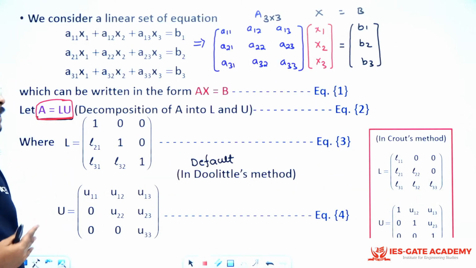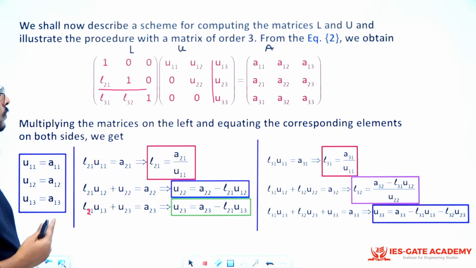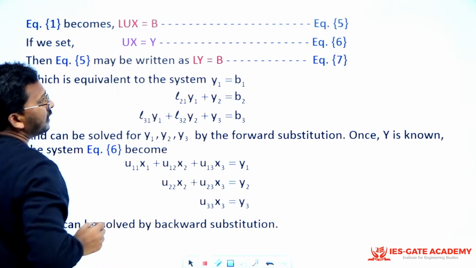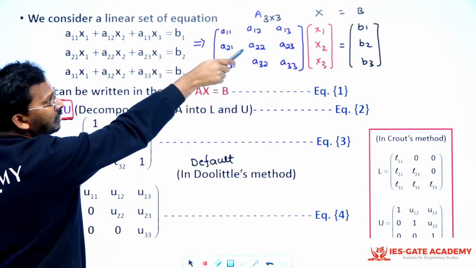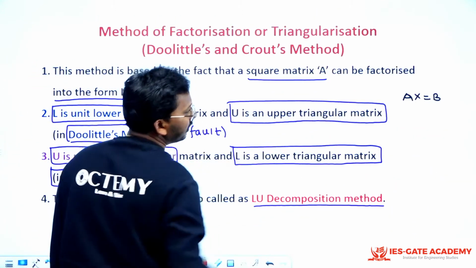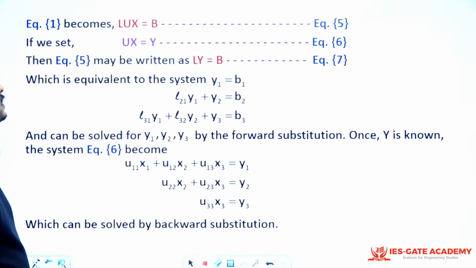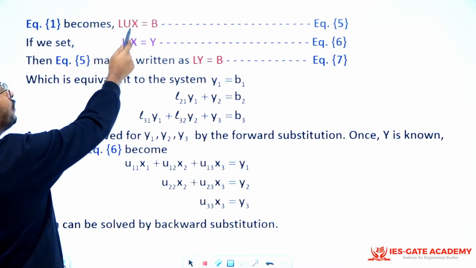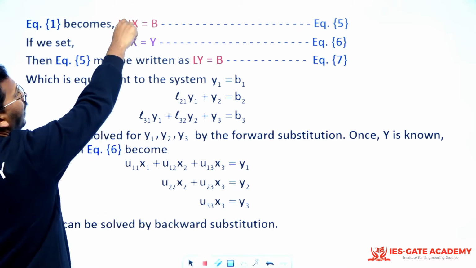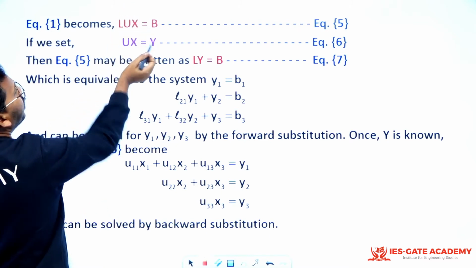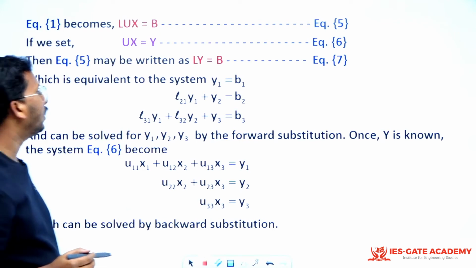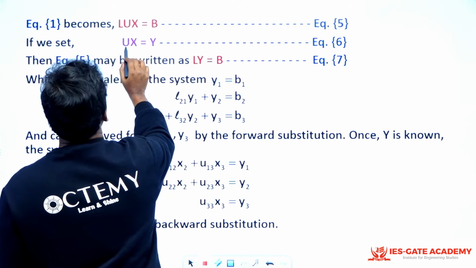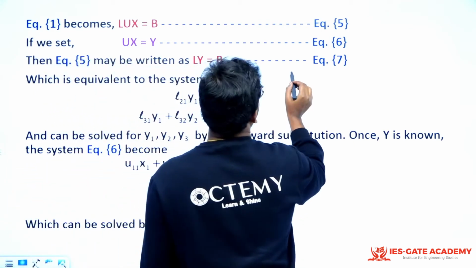Next, what is the plan? Next, see sir, what we will try to do. We know that Ax equal to B is a system, isn't it? If it is the Ax equal to B system, in place of A, I will write LU. And I will call Ux as Y. So basically we will write Ux is equal to Y, sir.